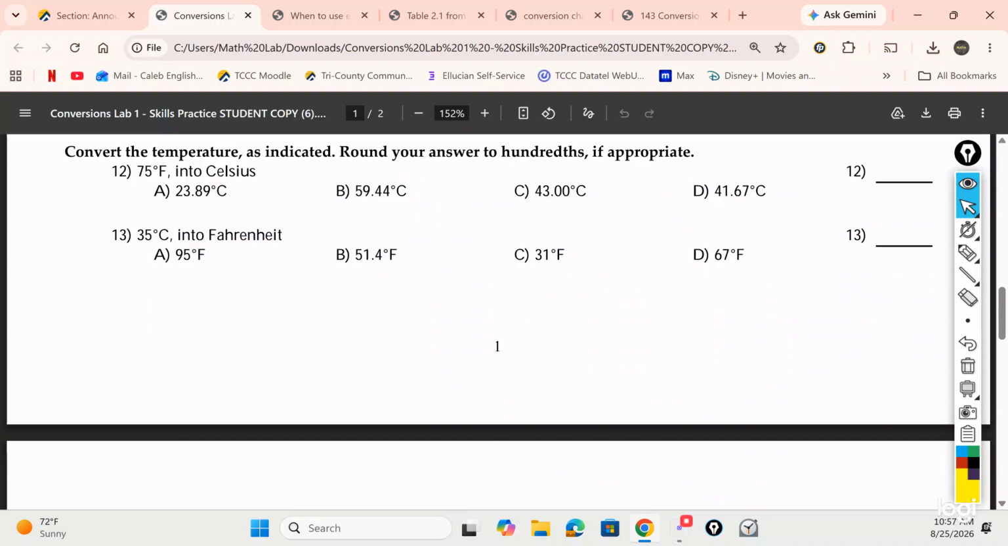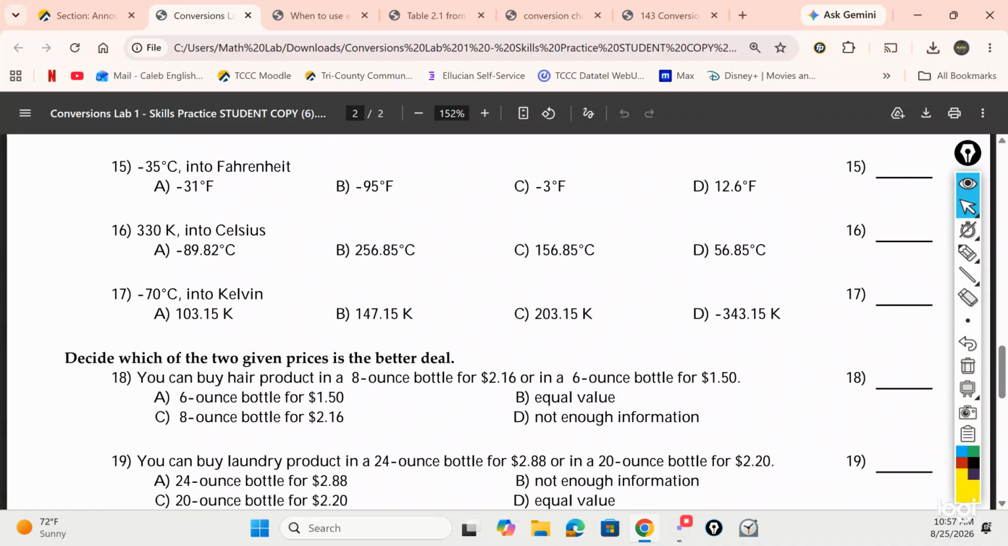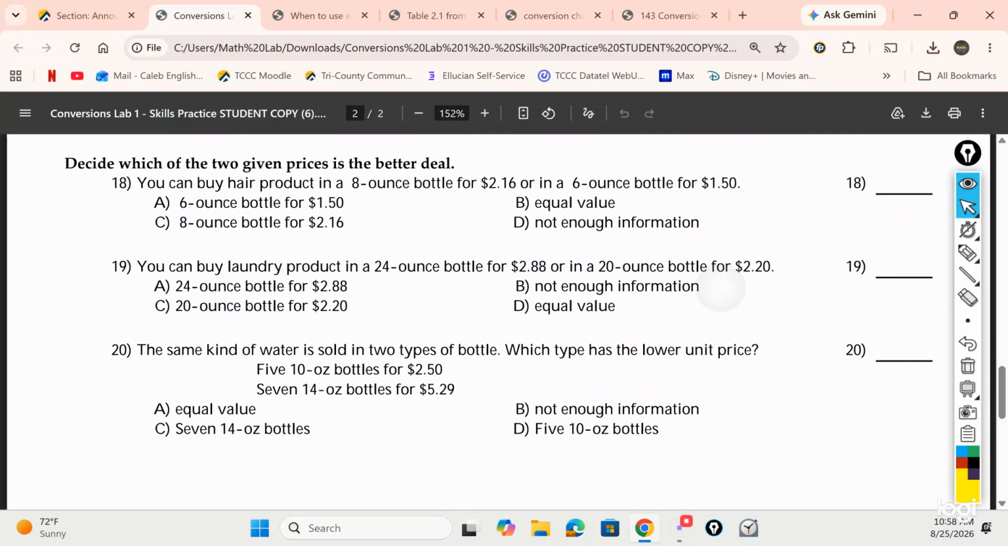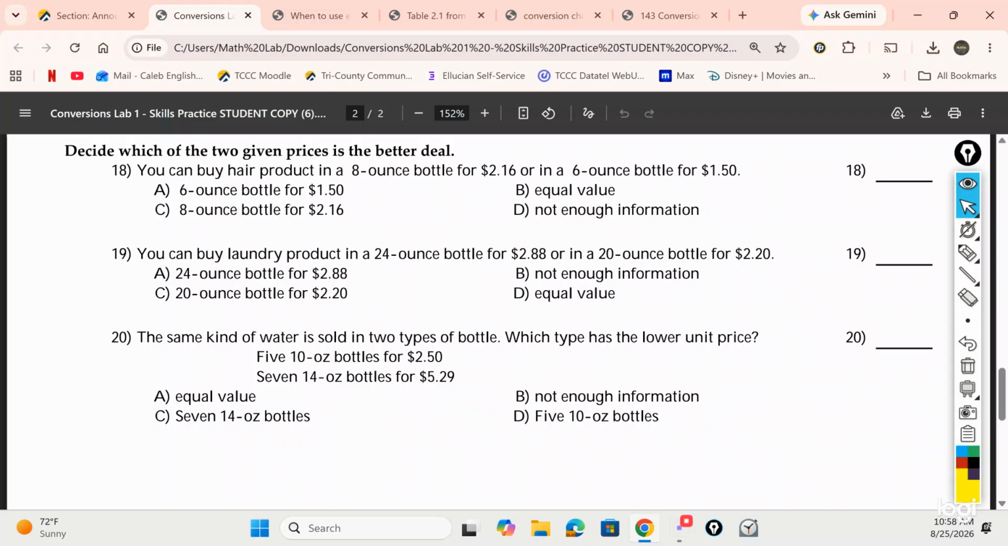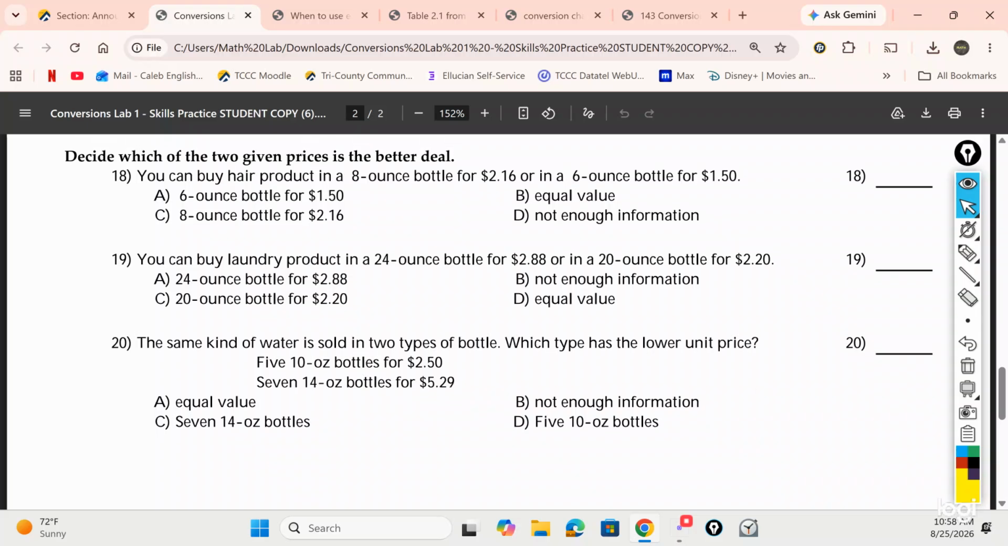So you got your temperature conversions. Make sure you use the formulas. 18, 19, and 20. These are the ones that people cuss about the most on this lab. Let me do my best to try to put your complaints to ease.